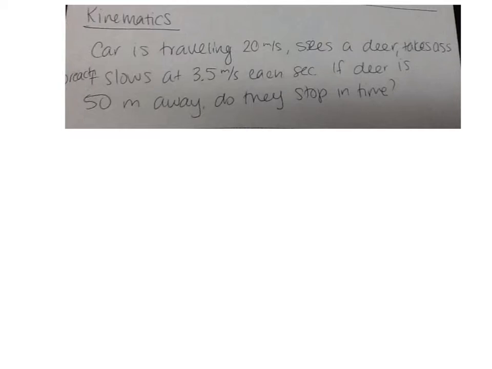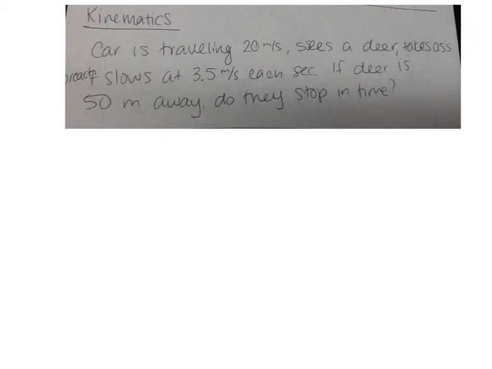All right, guys, so this is our kinematics remediation. I want us to look through this one problem. So a car is traveling 20 meters per second, sees a deer, takes 0.5 seconds, that's what that says, not a bad word, to react, and then slows at 3.5 meters per second each second. If the deer is 50 meters away, do they stop in time?